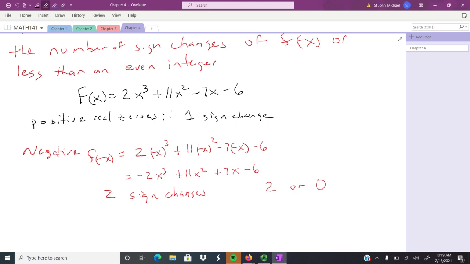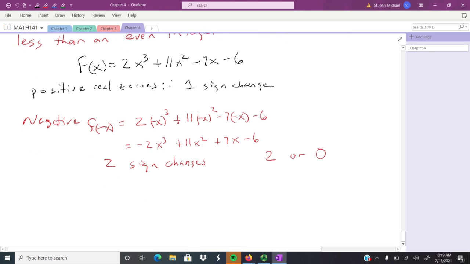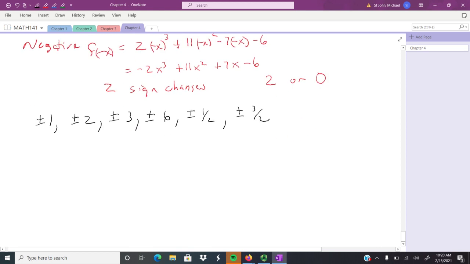So we have our list. Let's write our list again. We said plus or minus 1, plus or minus 2, plus or minus 3, plus or minus 6, plus or minus 1/2, and plus or minus 3/2. So now it's a matter of just testing. Let's first test the easiest number, which is 1. So we want to know, is x minus 1 a factor?